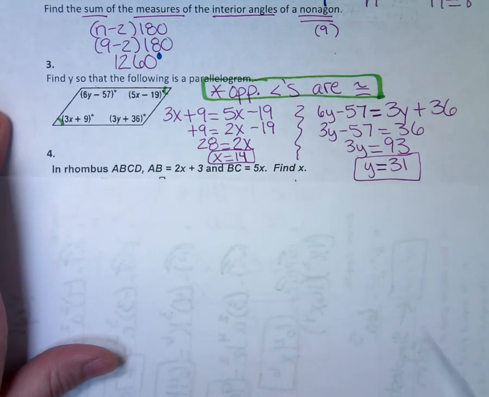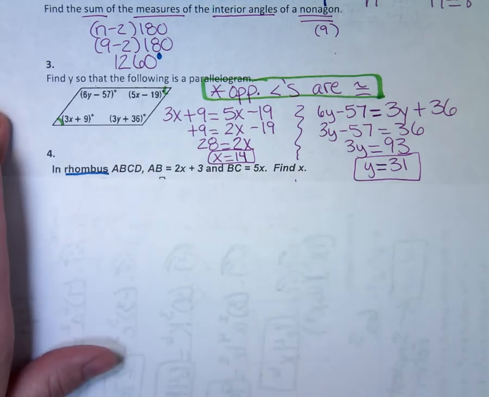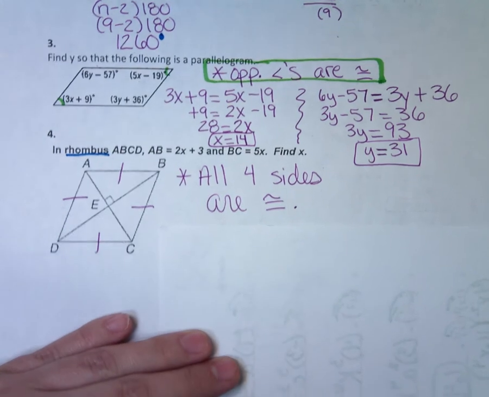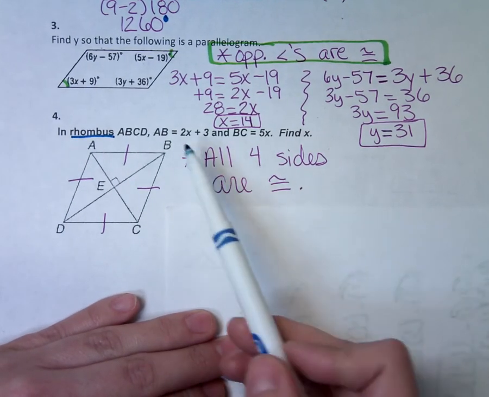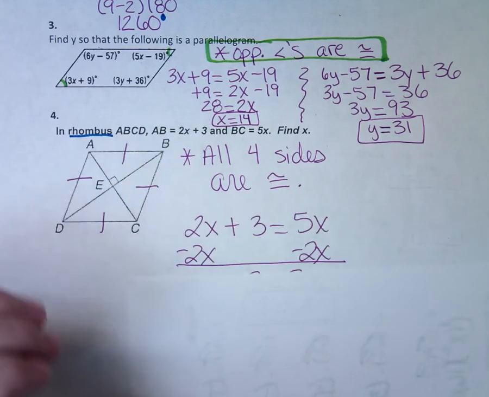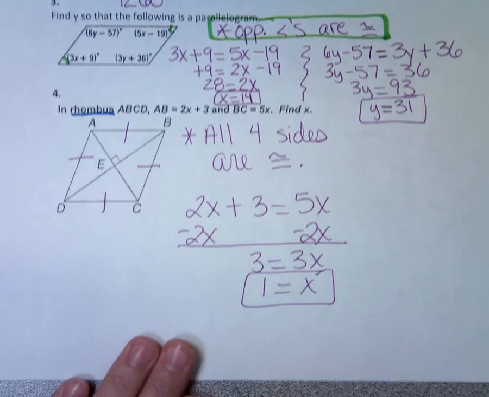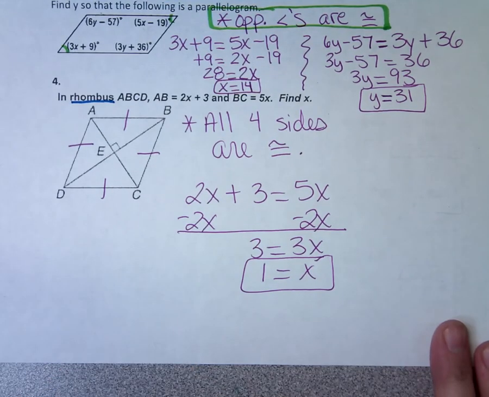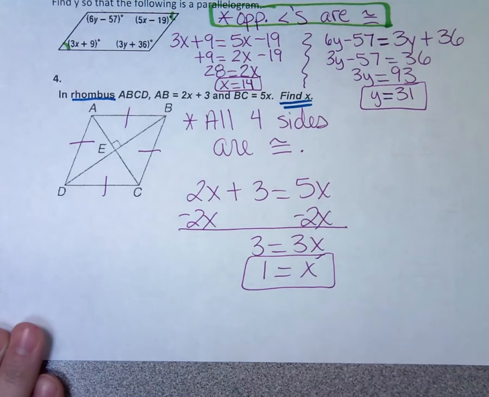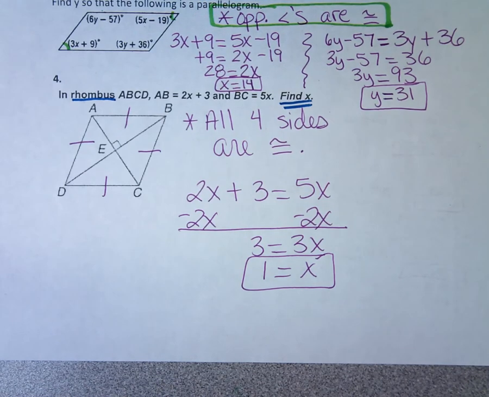Okay, next picture. This is a rhombus. So think about what you know about a rhombus. I know in a rhombus that all sides are congruent. So I just wrote that down. All 4 sides are congruent. And then if they give me the length of AB and the length of BC, I know that these two sides are congruent. So I just set them equal and I solve. And there it is. I get that x is 1, and that's all they wanted to know about was x. Always be careful. Make sure you find what exactly it is they're looking for. Because it's a rhombus, I know all 4 sides are congruent, so I just set them equal.